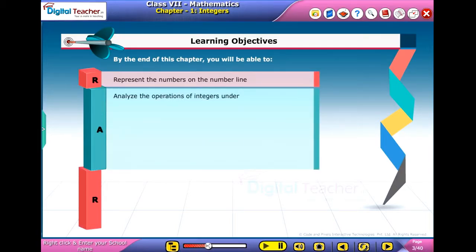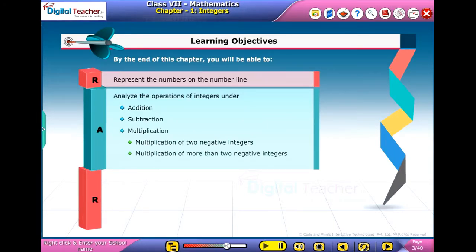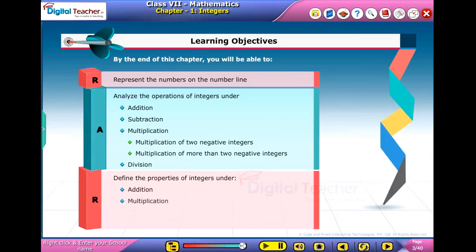analyze the operations of integers under addition, subtraction, multiplication, multiplication of two negative integers, multiplication of more than two negative integers, division. Define the properties of integers under addition, multiplication, subtraction, division.